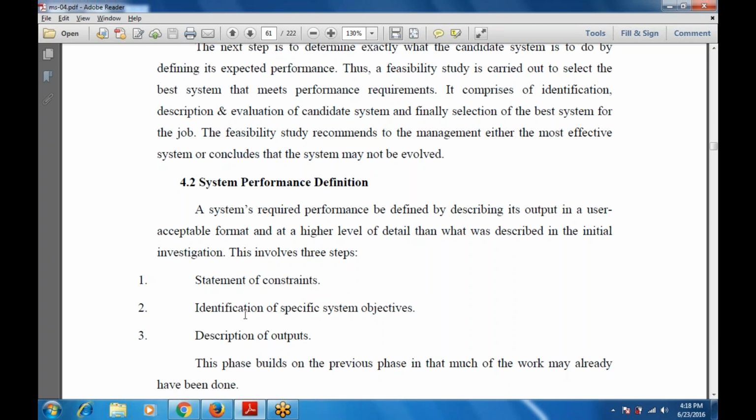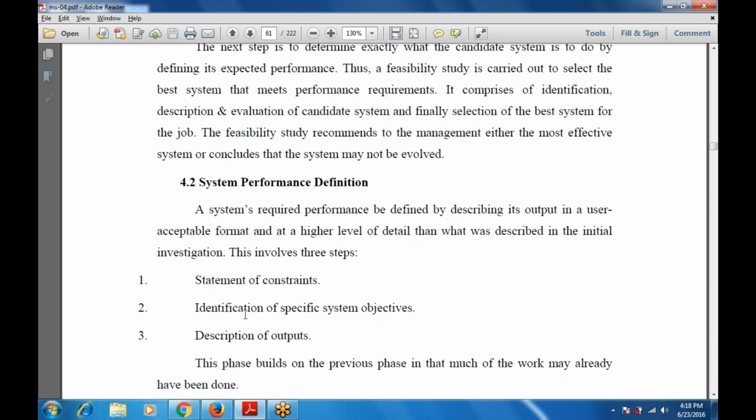So the first step is statement of constraints. So what are the various constraints that are available? That is known as statement of constraints. Then identification of the specific system objectives. So identify what are the various specific system objectives, or what are the various targets for the systems. Then description of the output.